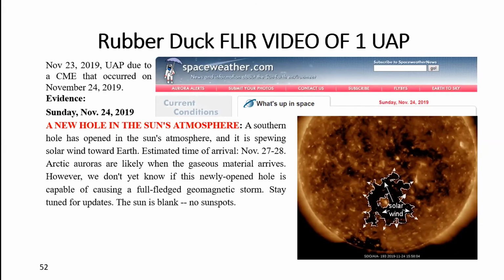According to spaceweather.com, a new hole in the sun's atmosphere, a southern hole, has opened and is spewing solar wind towards Earth. Estimated time of arrival, November 27th through 28th. Arctic auroras are likely when the gaseous material arrives. However, we don't yet know if this newly opened hole is capable of causing a full-fledged geomagnetic storm. Stay tuned for updates. The sun, again, is blank. There's no sunspots.